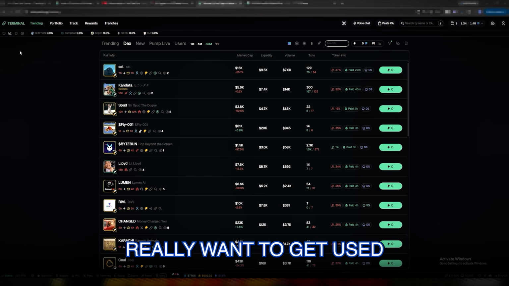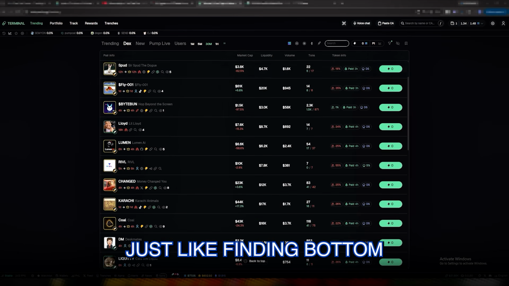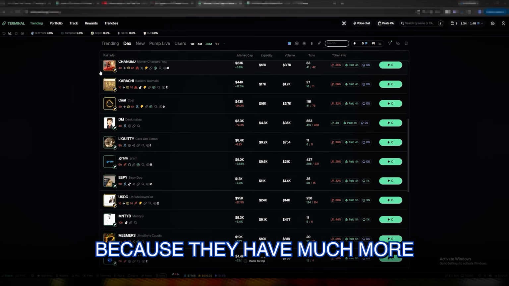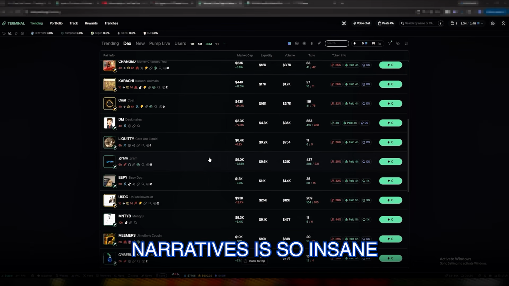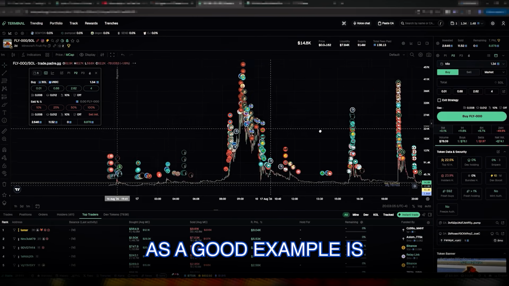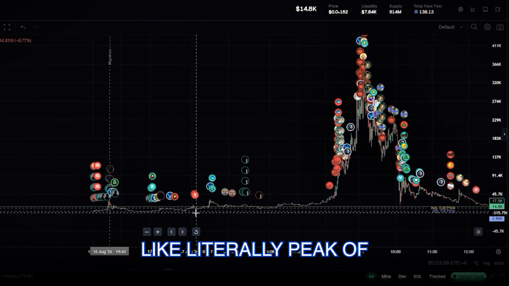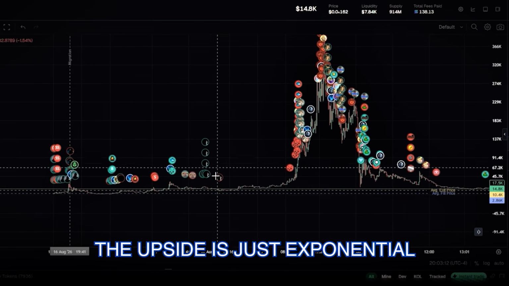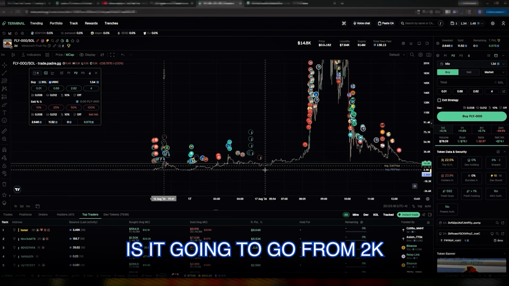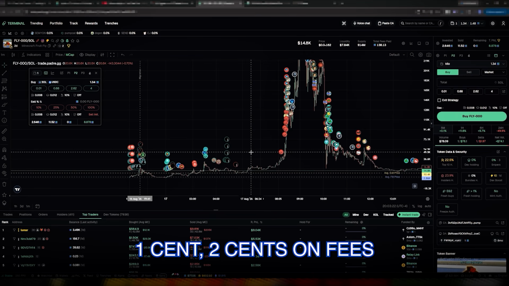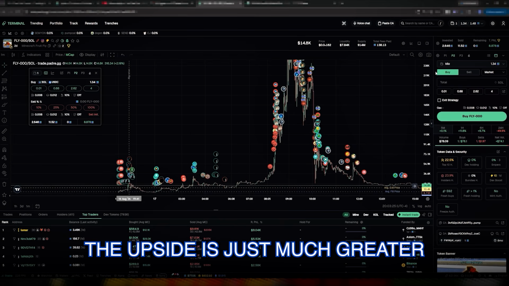You guys really want to get used to finding bottomed out narratives, because they have much more of a risk-reward. The return on these bottomed out narratives is so insane. Why I'm using Fly as a good example is because you're buying literally pico bottom at 2k. Now the upside is just exponential. There's not much downside here, right? How much lower is it gonna go from 2k? You might lose 1 cent, 2 cents on fees. But at the same time, the upside is just much greater.